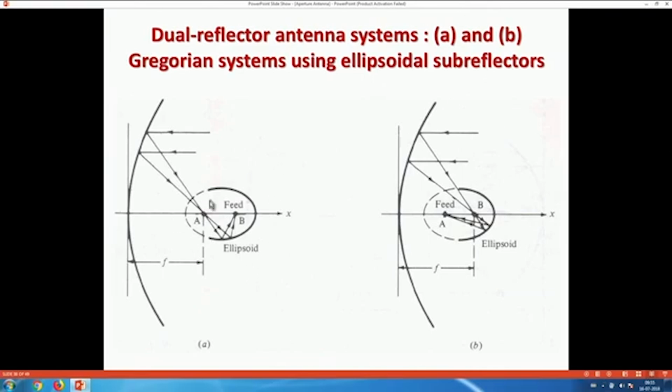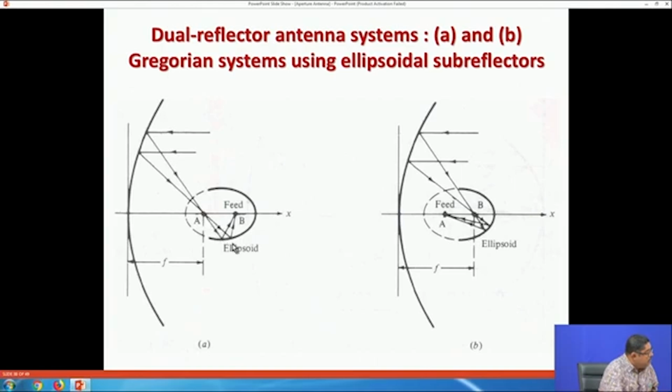for, let us say, the ellipse, you have two focal points A and B. So, suppose I put the feed here. Now, suppose it is a receiving system. Parallel rays are coming from distant things, then they get focused at the other focus A. We allow that to proceed, fall on this ellipsoid. So, they will come to the feed.